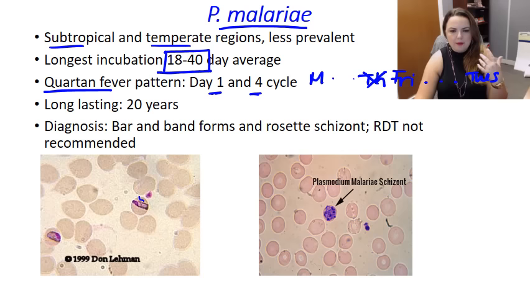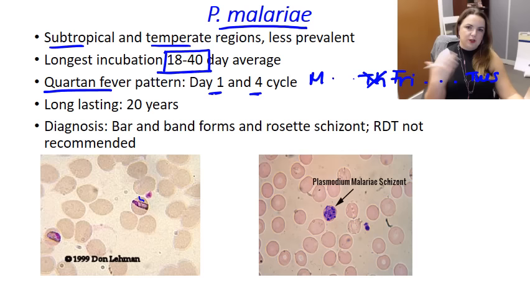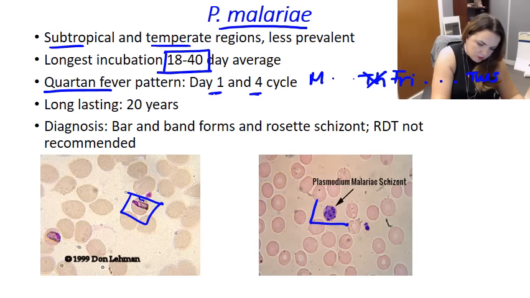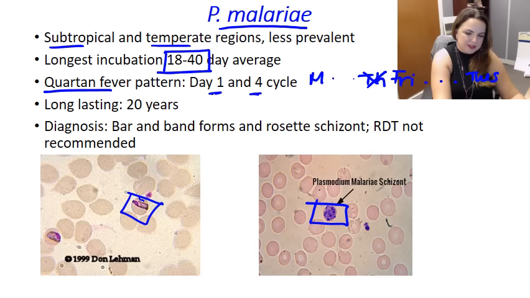Fever attacks are moderate to severe, they can last several hours, and then occur every 72 hours. Because this one is so long lasting, it can last for 20 years, but it is less severe than the other malarias. Diagnosis is based on two very specific cytopathic effects. You can see this band form here, and then there's also the rosette schizont, and that pretty much tells you you're dealing with P. malariae. There is an RDT, but it's not really recommended for this one. It's not very effective, and that's likely due to the lower prevalence of this particular organism in other malaria areas.